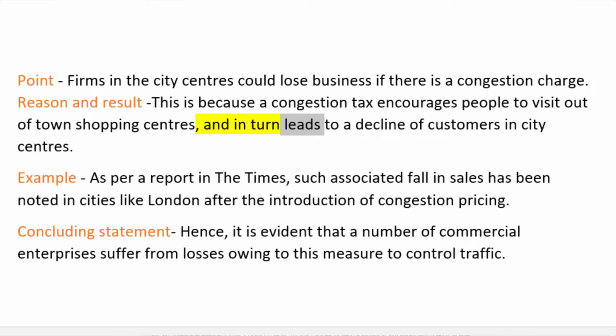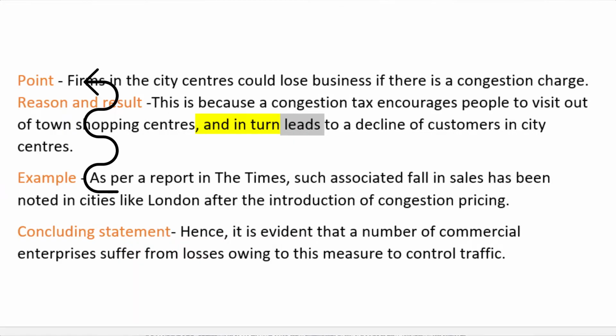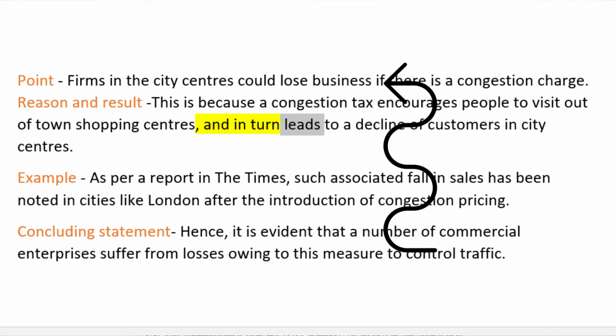We typically give an example as well. As per some report in newspapers, such associated fall in sales has been noted in cities like London after the introduction of congestion pricing. So this is proof to the explanation, this is proof to the point. Examples may often be followed by a concluding statement that binds your example right back to the point. Very often, the example in itself clearly explains the point and the explanation. But sometimes it's not so closely tied, and so you may use a concluding statement.